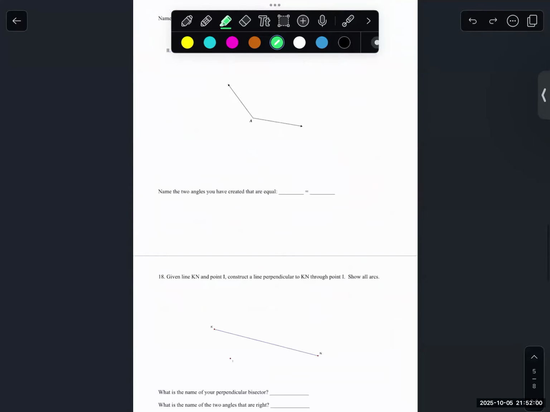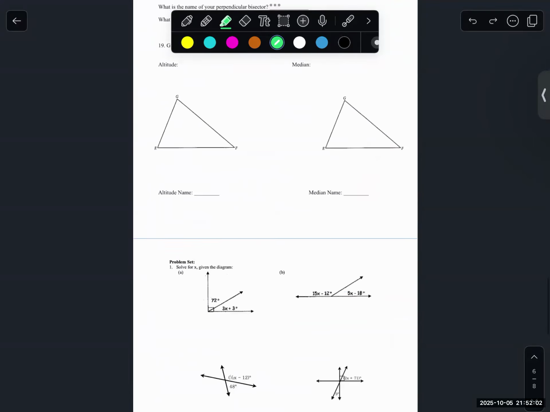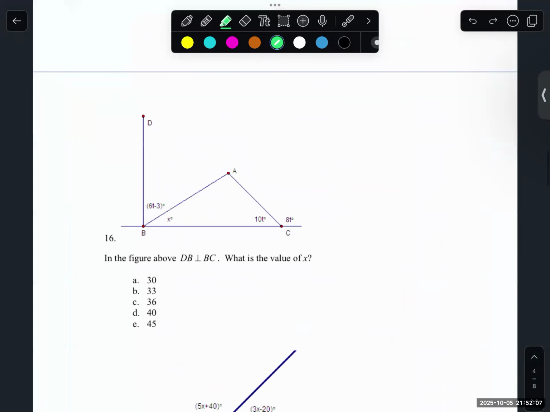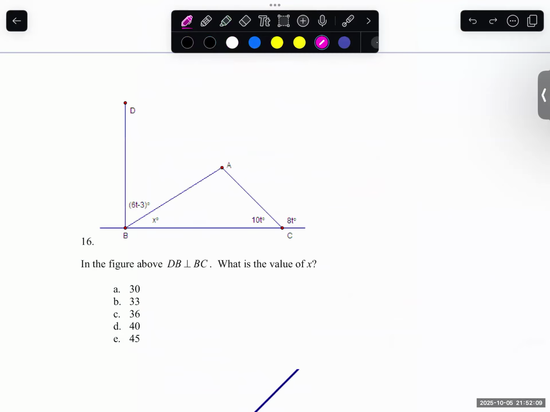Okay. I'm not going to go through the constructions. I will post those later. I'm going to go through some of the quants. So it says in the figure above, DB is perpendicular to BC. What is the value of x?